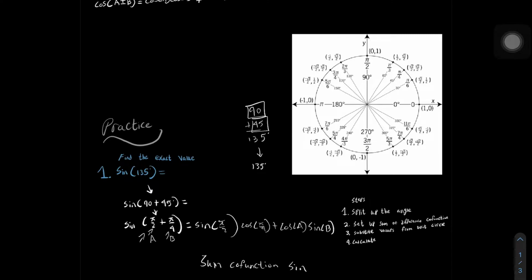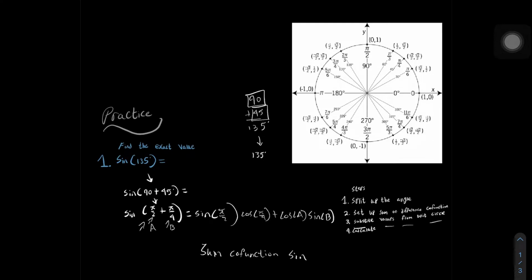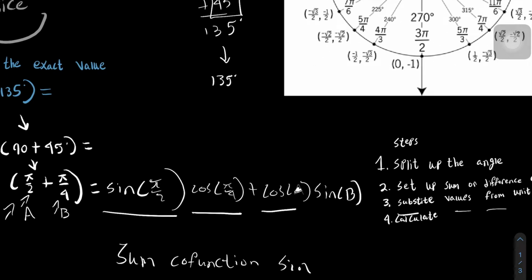Now we're going to go to step 3, and in step 3, we have to substitute values from the unit circle. So we have the sine of pi over 2 times the cosine of pi over 4 plus the cosine of a times the sine of b, where cosine of a was the cosine of pi over 2, and sine of b is the sine of pi over 4.